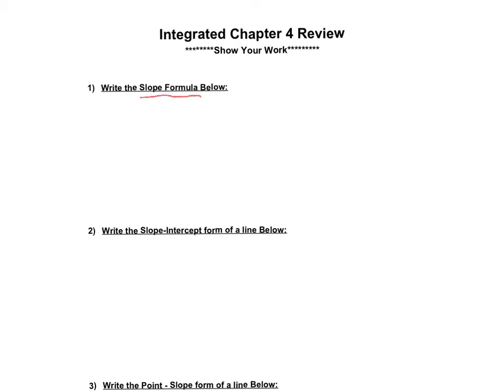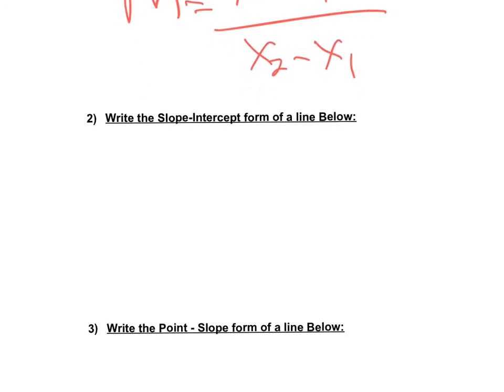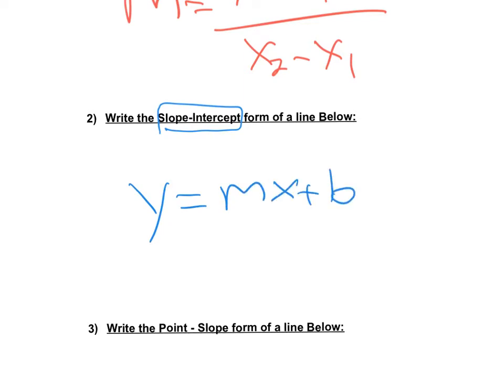All right, so here we go. Slope formula. It should look like this: m equals y2 minus y1 over x2 minus x1. There you go. Make sure you know that. Have that on your note sheet. That would be great. Right, slope-intercept form. We need to know that slope-intercept is y equals mx plus b.